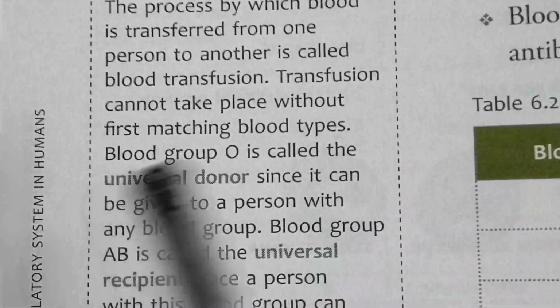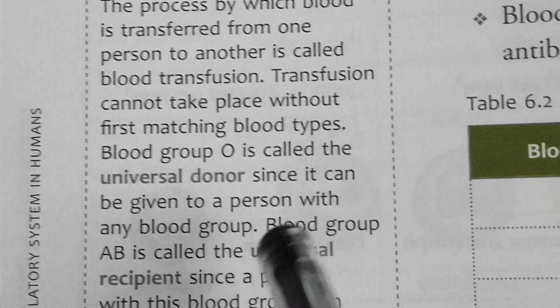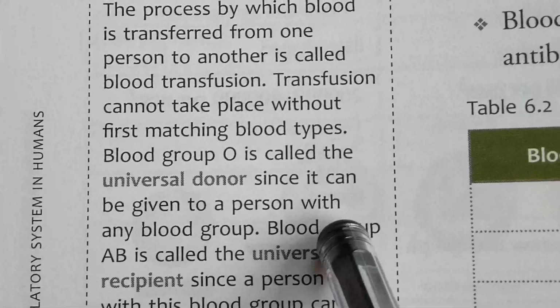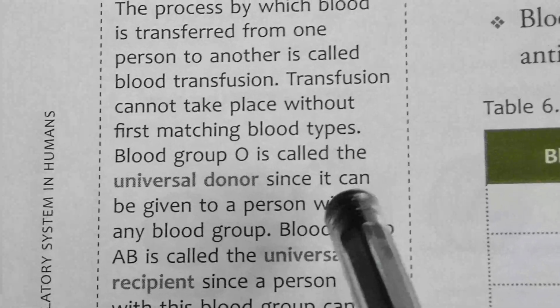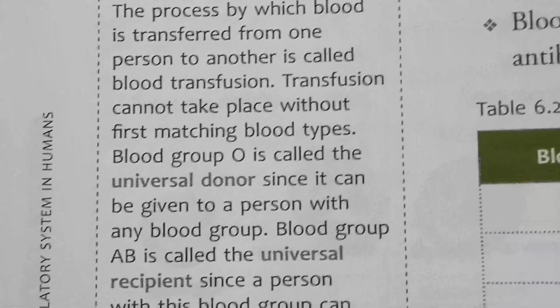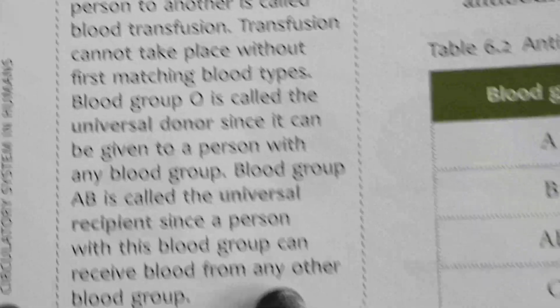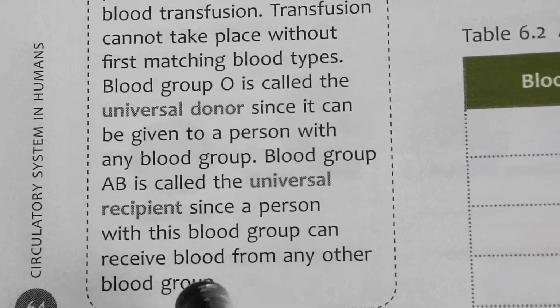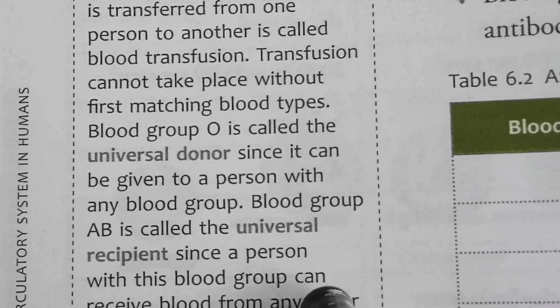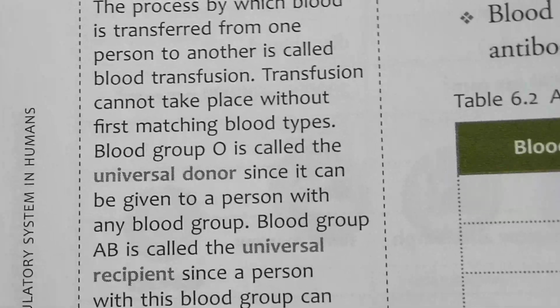So just look at the difference. O has no antigen but both antibodies. That's why O can donate blood to every group. But in case of AB blood group, there are both antigens A and B. That's why it can receive blood from any other groups. That's why it is also known as universal recipient.